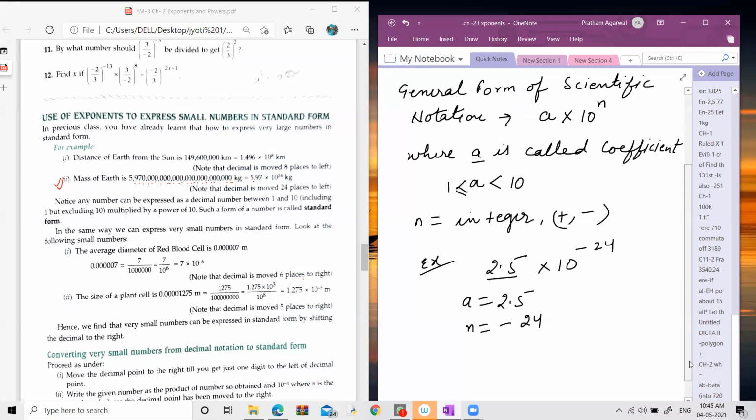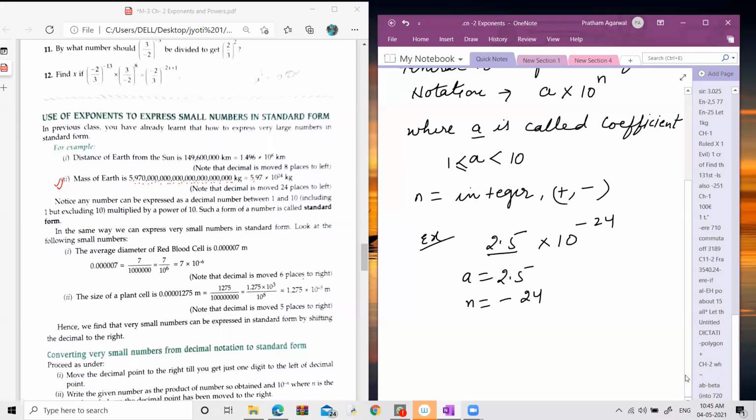Now let's see some rules to write any larger or smaller number in exponential form. We always write the number like this. Suppose I'm giving you a number like 0 point, how many zeros in this? 4 zeros and then 7. Okay, how many zeros are there? 5 zeros are there. So put one more zero.